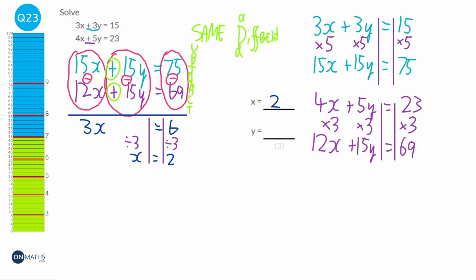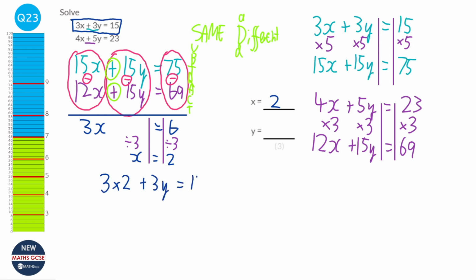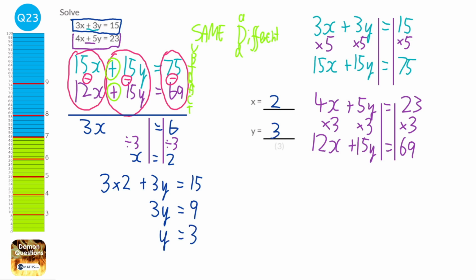Now that's only half the battle because we need to find out what y equals. So we're going to substitute that into the first equation. And so we've got 3 times 2 plus 3y equals 15. Now 3 times 2 is 6, so we're going to take away 6 both sides. So we've got 3y equals 9, and we're going to divide both sides by 3, so y equals 3. And we can check that by substituting it into the second equation. So 4 times 2 plus 5 times 3, and that does equal 23.